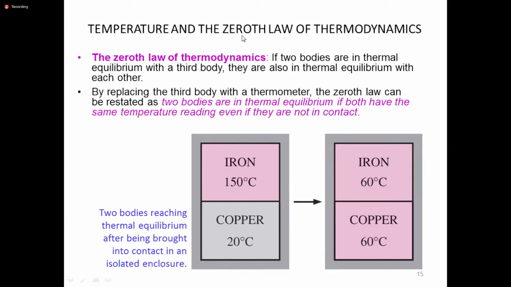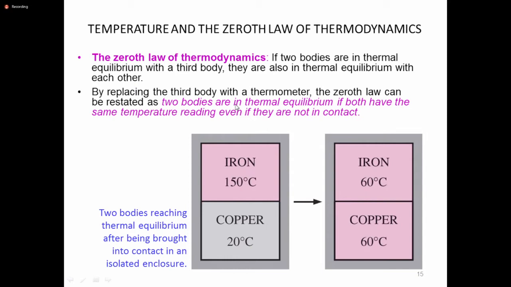We have a body of iron at 150 degrees Celsius. We have copper at 20 degrees Celsius. The temperature will get maintained constant after some period of time: iron at 60 degrees, copper at 60 degrees. So two bodies are in thermal equilibrium. And if you want to measure the temperature of this combined body of iron and copper, and you insert the thermometer, the thermometer will also show the same reading of 60 degrees. That means if two bodies are in thermal equilibrium with a third body, then all these three bodies are in thermal equilibrium with respect to each other.